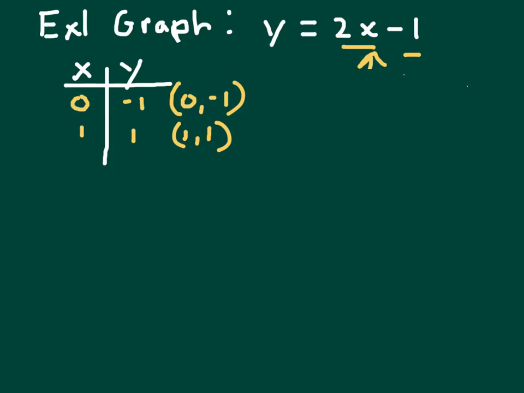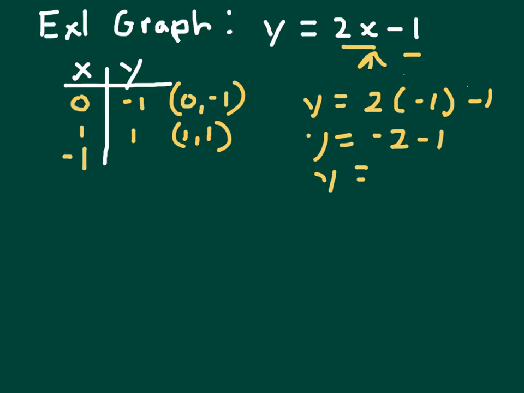And you can tell you've made a mistake. All right, now just to change it up a little bit, I'm going to use a -1. I'm going to use a negative, and I throw a negative in. That's me. You don't have to. So y is equal to 2 times a -1 minus 1. Y is equal to a -2 minus 1. Let's see, temperature drops 2 and drops 1, so y would be a -3. So my last ordered pair would be (-1, -3).